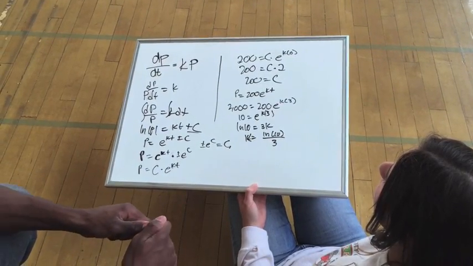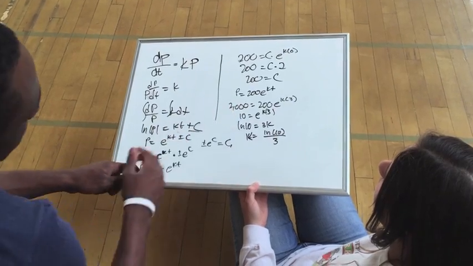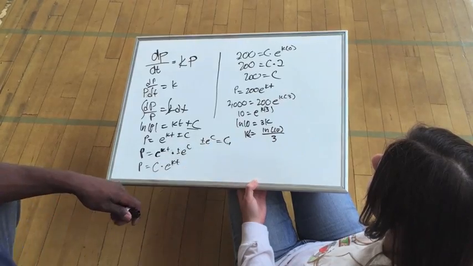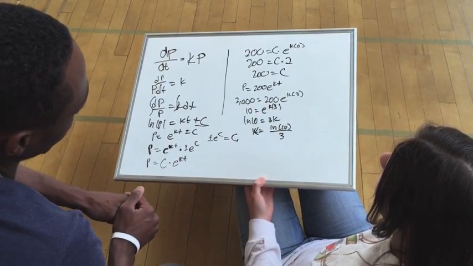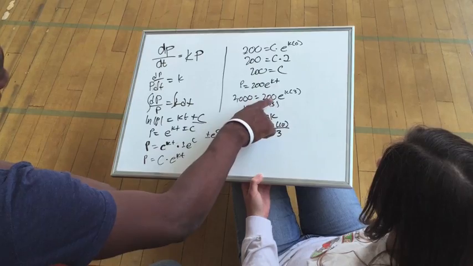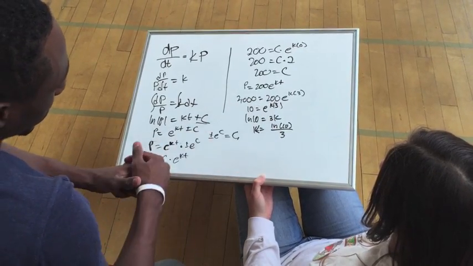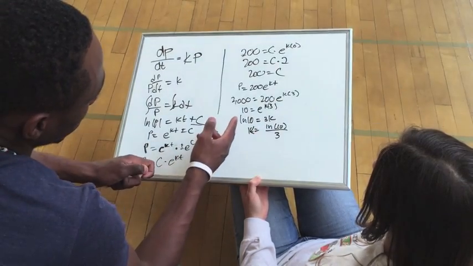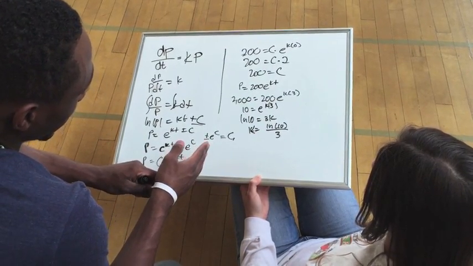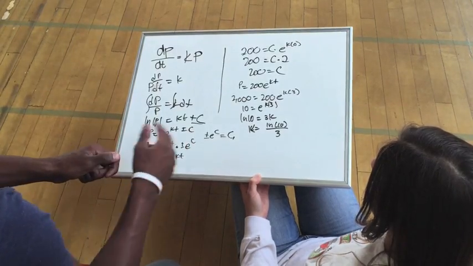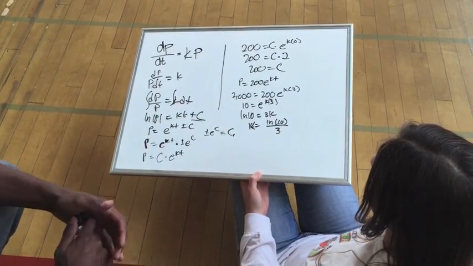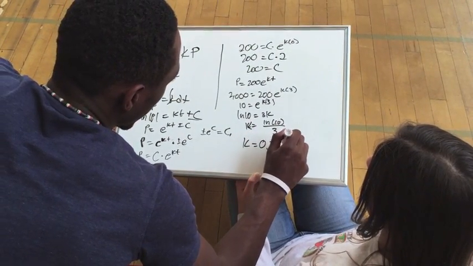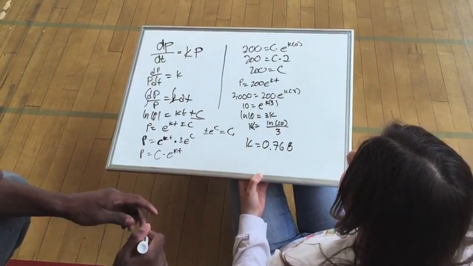Okay, so after you do that, you have P, which is 2,000, you have your initial condition of C is 200, and then e to the kt, and time for this situation is 3, because it's 3 hours into the game. So then we solve, and we divide by 200, we get 10 equals e to the 3k, and then we take the natural log to isolate k, so we have the natural log of 10 equals 3k, and then to isolate k, finally, we divide by 3. So k equals the natural log of 10 over 3, which when you solve it out, actually equals 0.768, roughly.